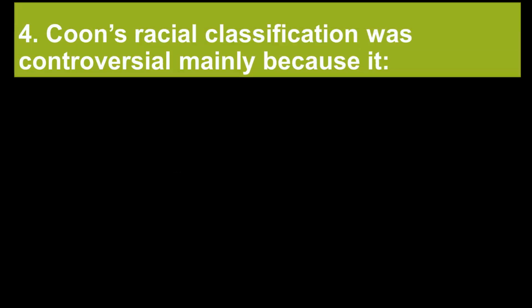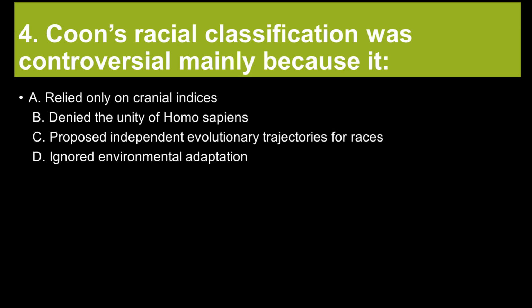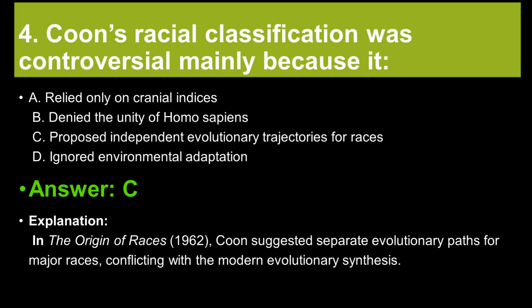Question 4. Kuhn's racial classification was controversial mainly because it: A. Relied only on cranial indices. B. Denied the unity of Homo sapiens. C. Proposed independent evolutionary trajectories for races. D. Ignored environmental adaptation. Answer: C. Explanation. In The Origin of Races, 1962, Kuhn suggested separate evolutionary paths for major races, conflicting with the modern evolutionary synthesis.